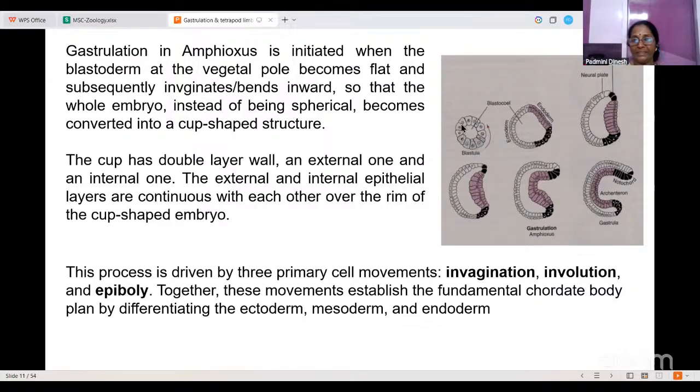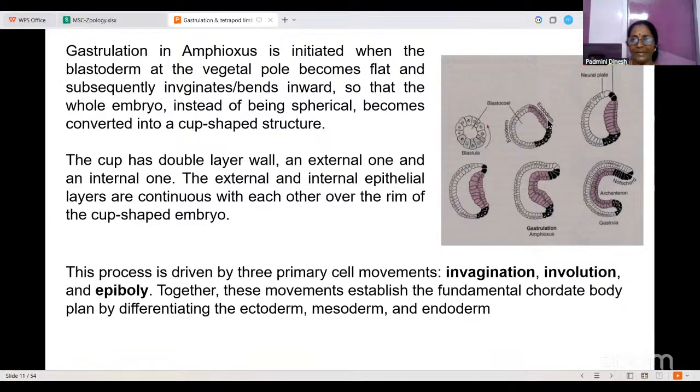The anterior region, that is the animal pole, the cells are a bit smaller. But when you talk about the vegetative pole over there, the cells are going to be a little bit bigger and columnar over there. Now this is going to start to become flat over there. You can see over there. So they're going to become flat over there. And once they are flat, there's a dent that is going to be formed.